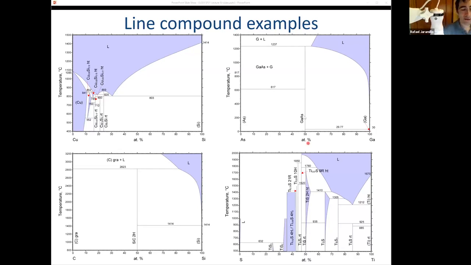And it doesn't have to be that way, right? Here's a case of a line and an element that actually does have a pretty wide solid solution range. So it's not that all elements are always pure. That's definitely not the case.